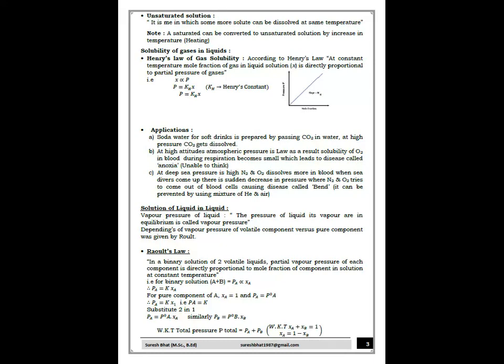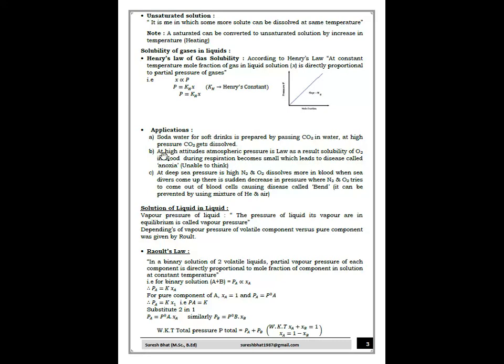So hence, then we'll get a taste. But the soft drinks placed outside, where there is no higher pressure, when you open the lid, the CO2 gas escapes. There is no proper mixing of the gas with the liquid, so the taste is not as good as that of the soft drinks placed in the refrigerator. So the first application of Henry's law is that soda water or soft drinks are prepared by dissolving CO2 in water. At higher pressure, CO2 gets dissolved.